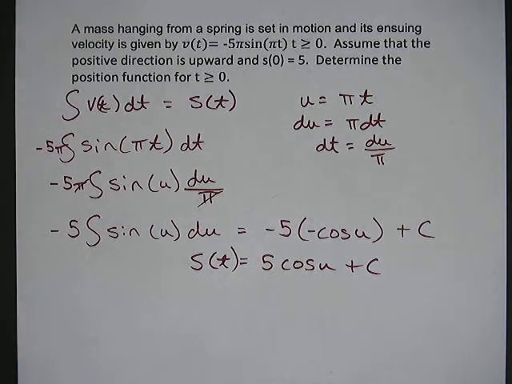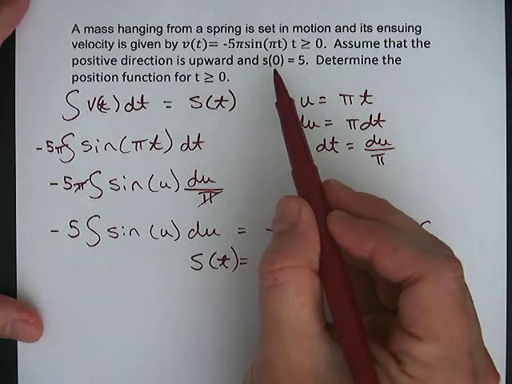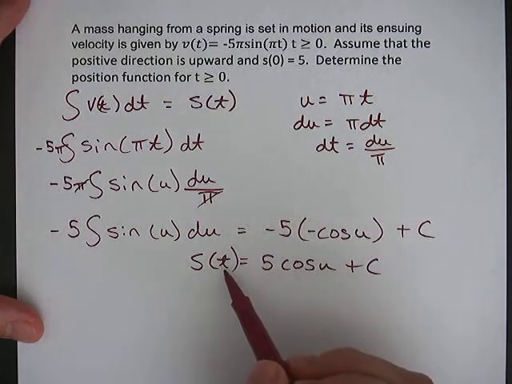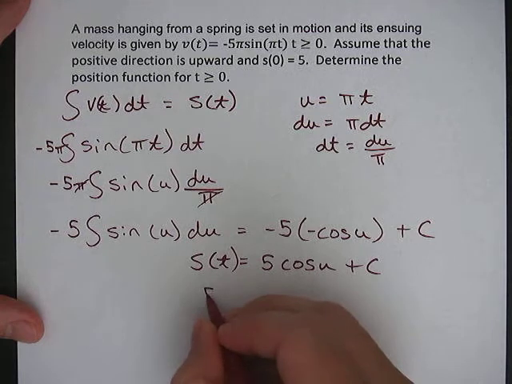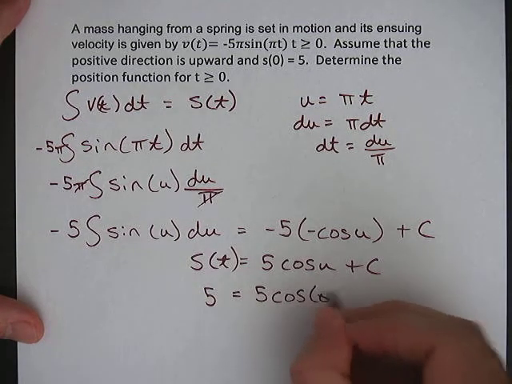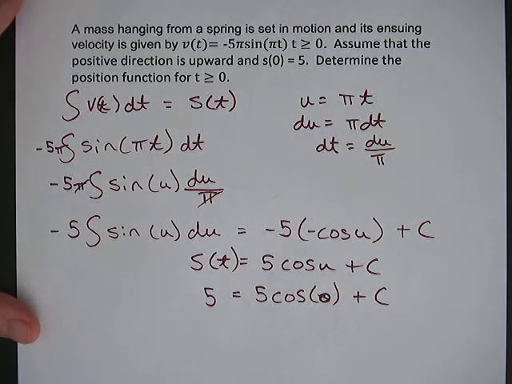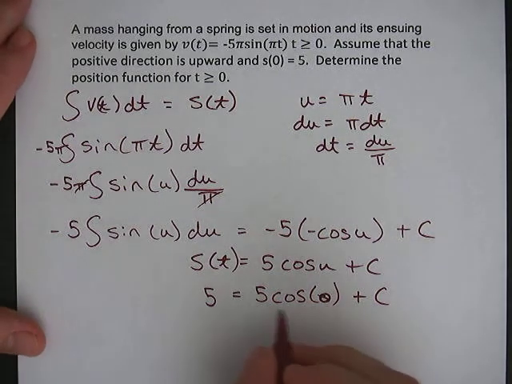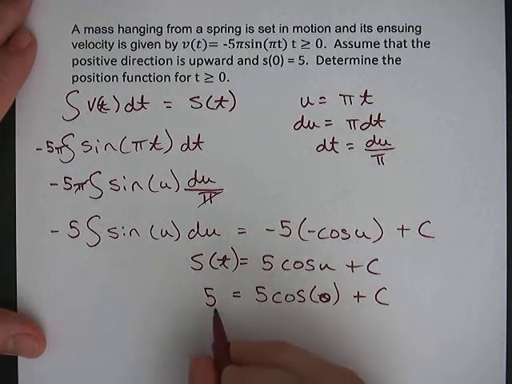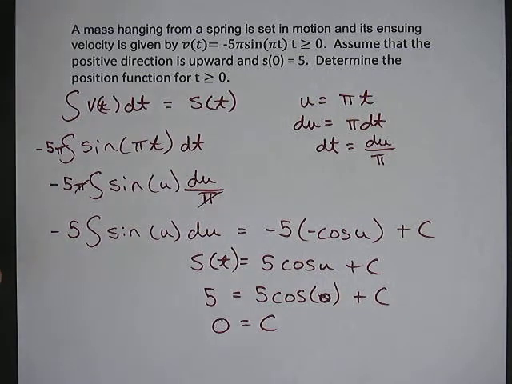How do we finish finding the position function? Well, we have to use this little bit of information. S of 0 equals 5. We plug in a 0 in for t and set the whole thing equal to 5. So 5 equals 5 cosine 0 plus c. That is a 0 there. Okay. So what is cosine of 0? Well, it's 1. So this whole thing will turn into 5, and this is 5. So we get 0 equals c. So in this particular case, our c is equal to 0, so we don't have to mess with writing it.